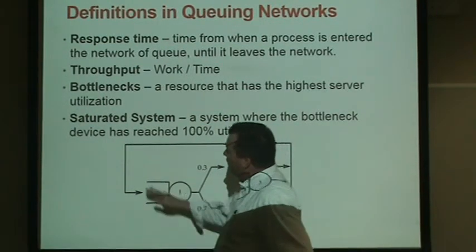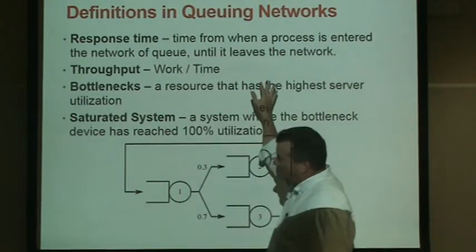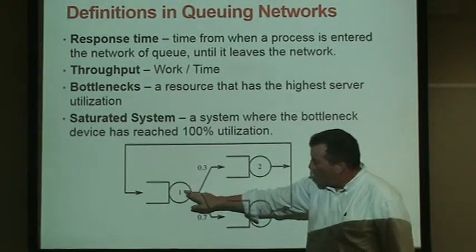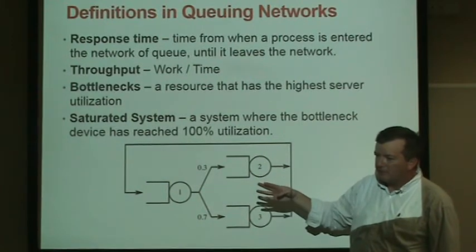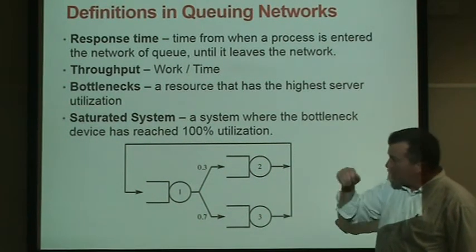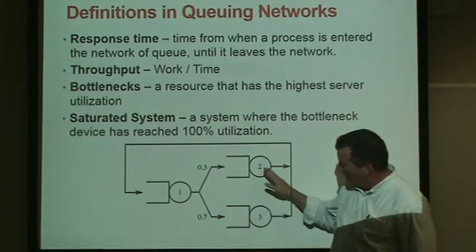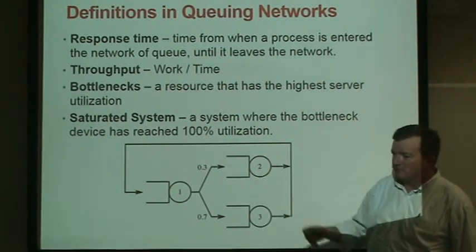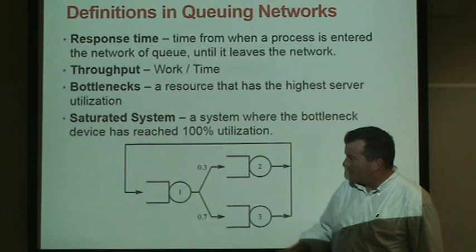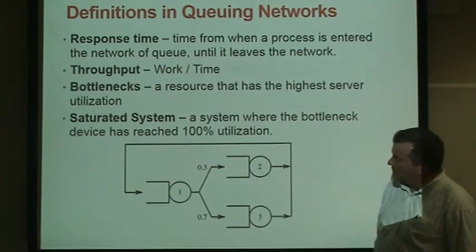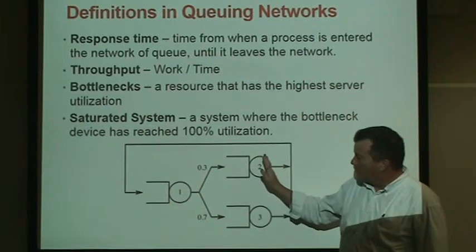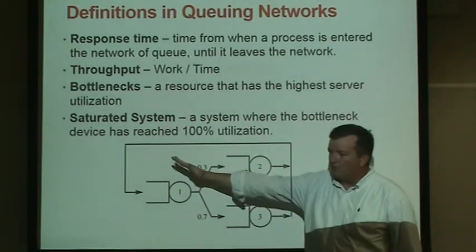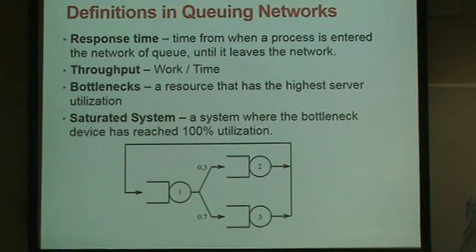So the bottleneck device, or bottleneck devices, out of all of our queues, is the one with the highest utilization. And we know we've hit a saturated system when we have at least one queue at 100%. If one of the servers is at 100%, we have a saturated system. We can't add any more customers because the queue that's at 100% is now just going to grow off to infinity, and then no one will get through the system.